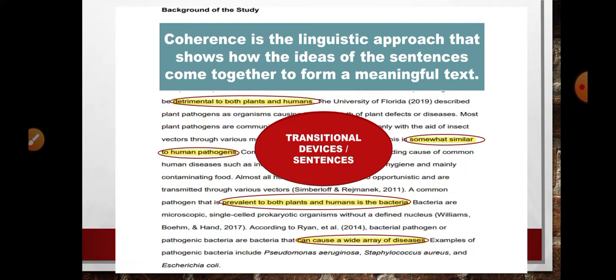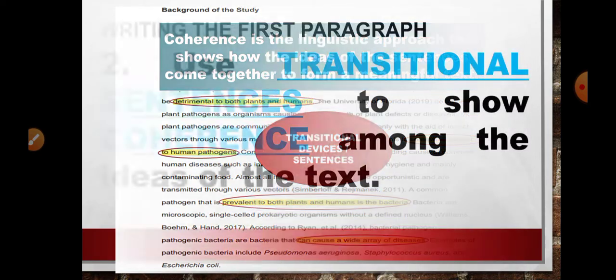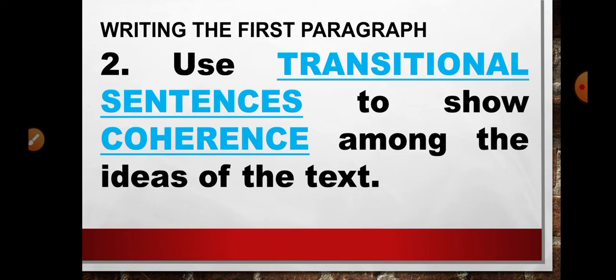So with this idea, class, we can formulate our next guideline for you to write the first paragraph of the background of the study. And that is to use transitional devices or sentences so that you can show coherence or connection among the ideas of the text. Okay, so that will be our second guideline.